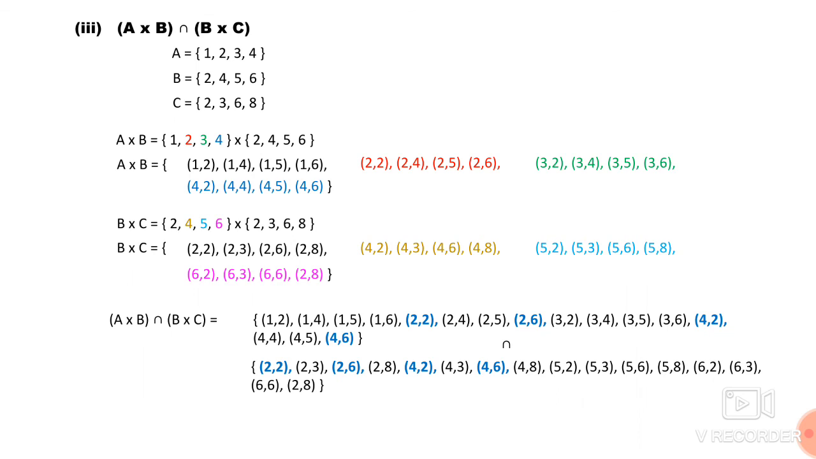In intersection we just write down the common elements. So 2 comma 2, 2 comma 6, 4 comma 2 and 4 comma 6 are the same or common ordered pairs. So our answer will be this. Okay, this is part 3.